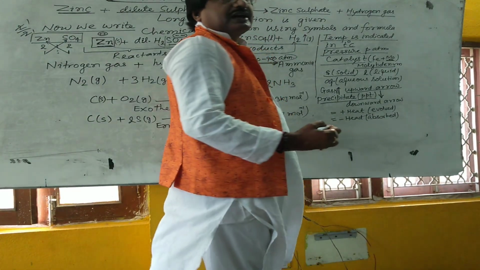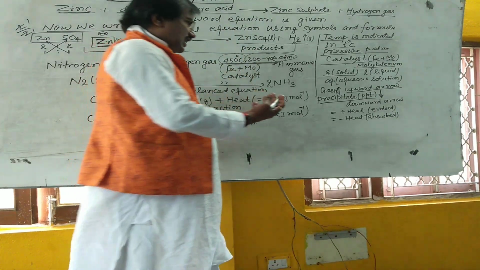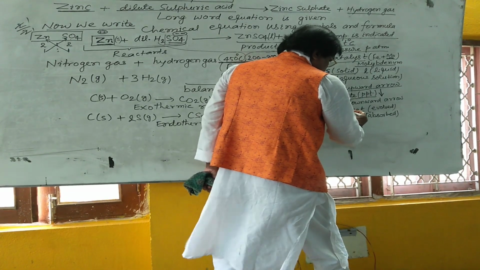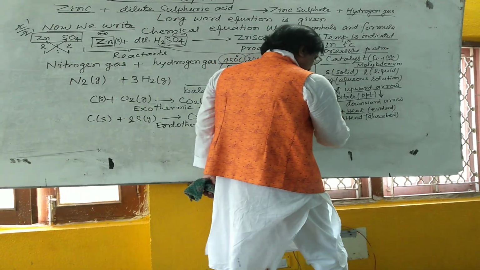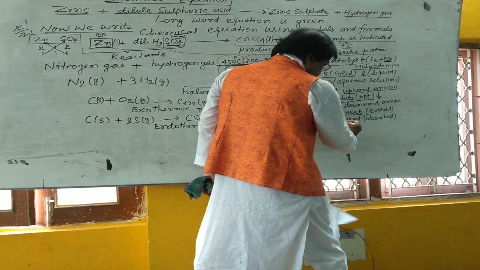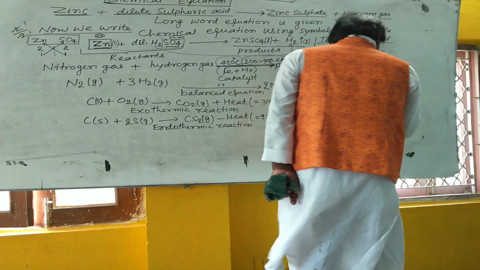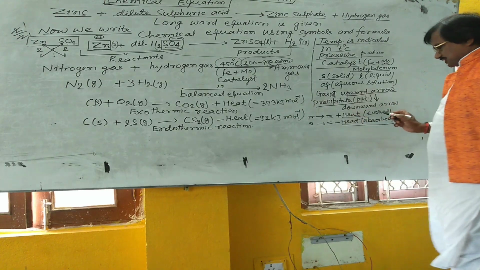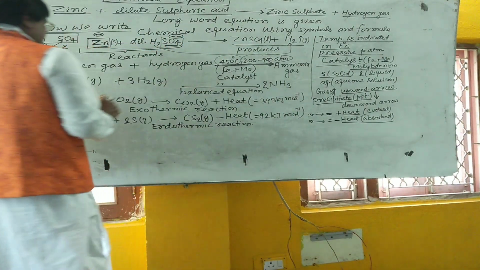If the reaction is exothermic, during the reaction heat is evolved, heat is given out, then you put a plus, positive, after the arrow or is equal to. If you put minus, then here heat is absorbed and it is known as endothermic. Heat evolved is exothermic, heat absorbed is endothermic. Here it is applied in this equation.